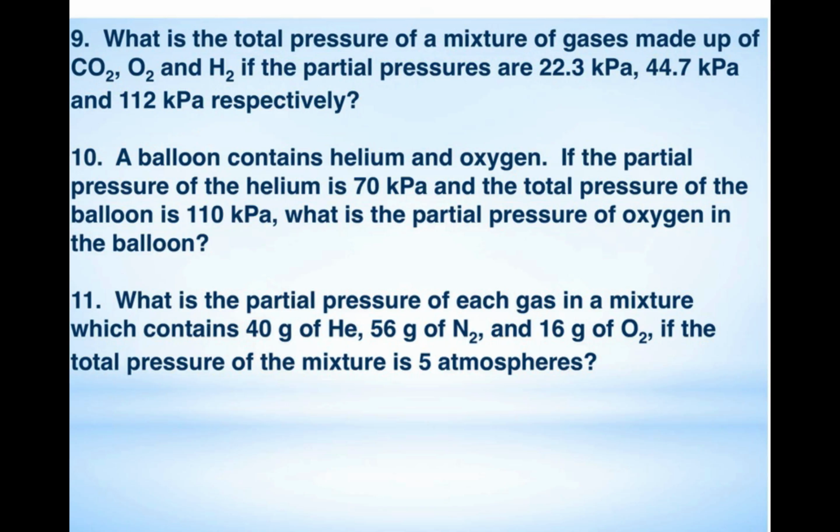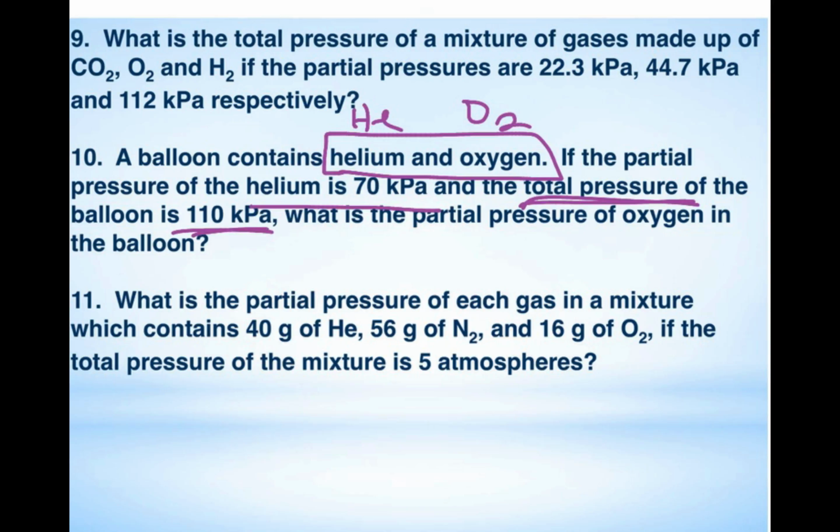Let's now do number 10. A balloon contains helium and oxygen. If the partial pressure of the helium is 70 and the total pressure is 110, what's the partial pressure of oxygen?